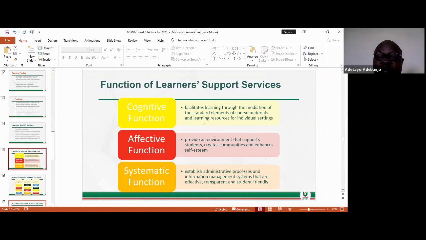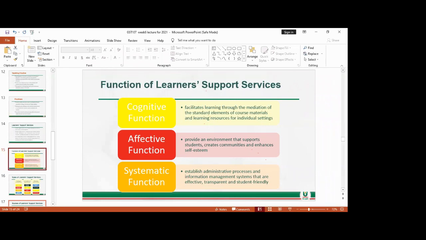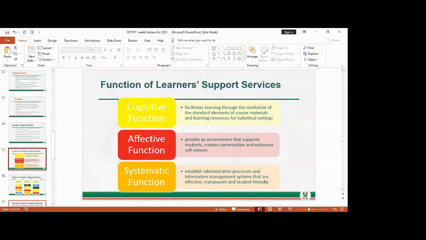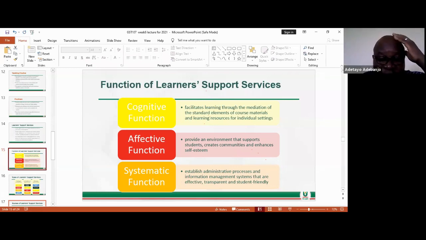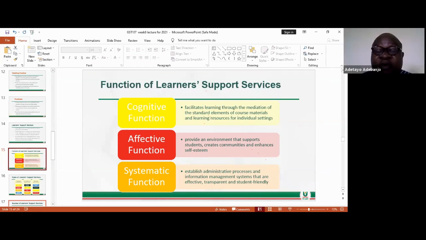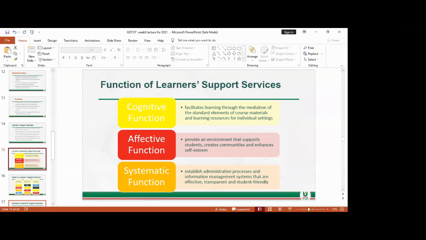One, I said cognitive functions. Here, they facilitate learning through the mediation of standard element of course materials and learning resources for individual settings. When they assist you, they are the one that say, okay, you don't have these course materials. How do you help your cognitive life? How do they assist you in reading your course materials? When you are given course materials, there are some guides that are needed to be given to you that will help you to really perform well.